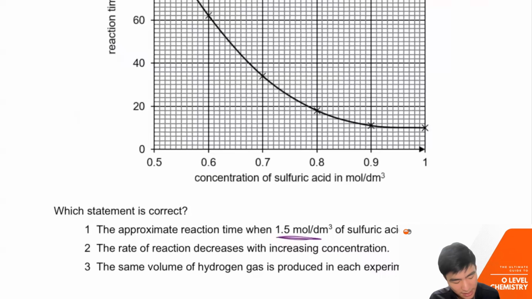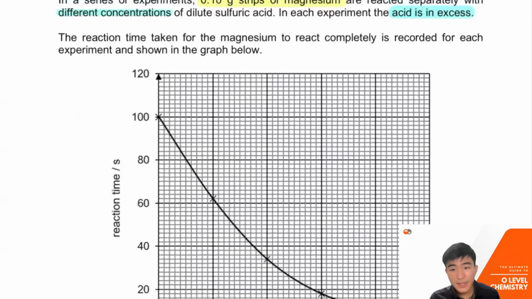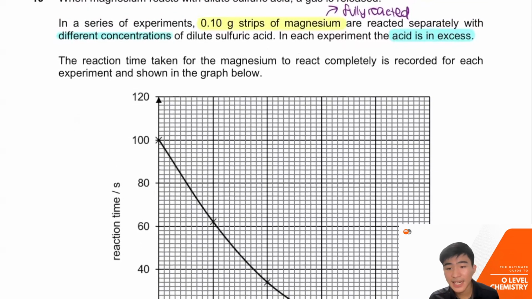Okay, next one. The rate of reaction decreases with increasing concentration. The same volume of hydrogen gas is produced in each experiment. Now, in this, anybody have anything to say?